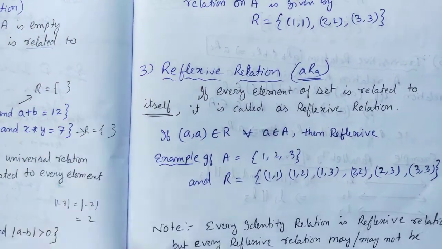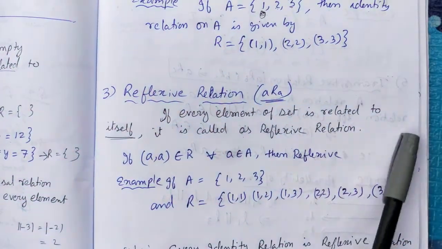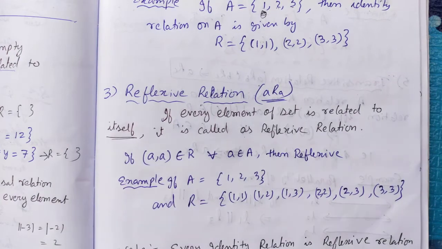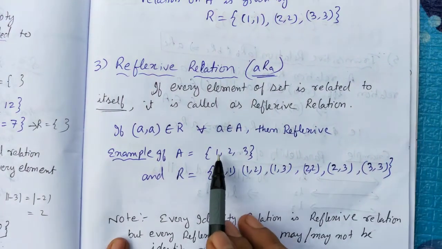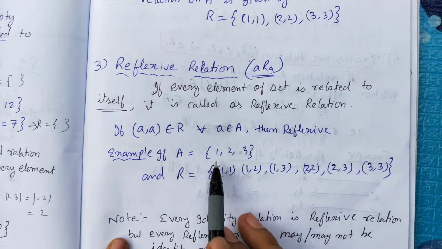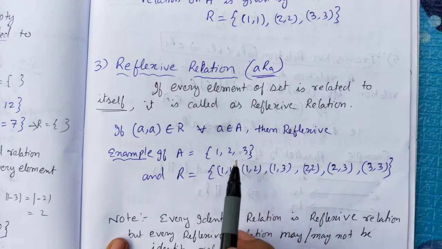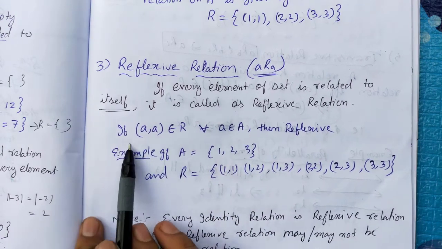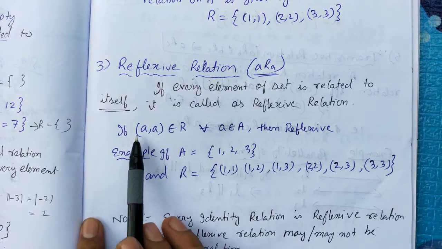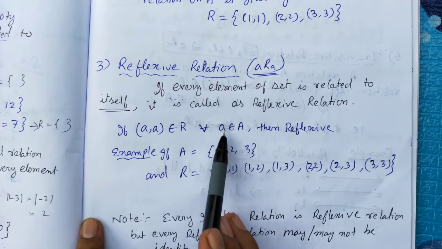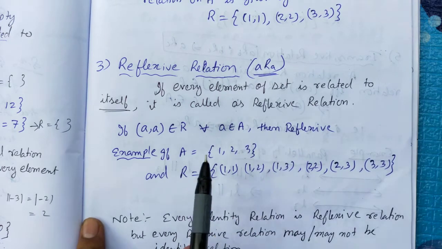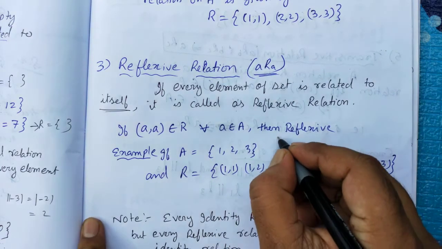But in reflexive relation, it says related to itself. There can be other ordered pairs also. So, for example, mathematically the representation is, okay? If (a, a) belongs to R, for every a belonging to A, then R is reflexive, okay?